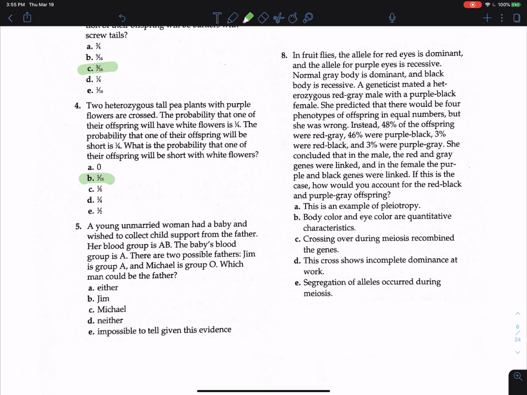A young unmarried woman had a baby and wished to collect child support from the father. Her blood group is AB. The baby's blood group is A. There are 2 possible fathers, Jim, whose blood group is A, and Michael, whose blood group is O.